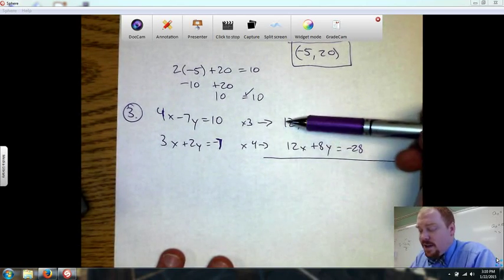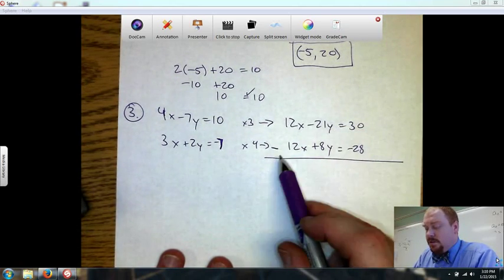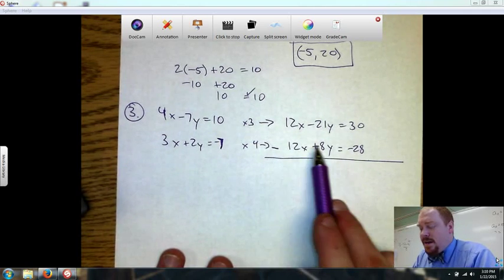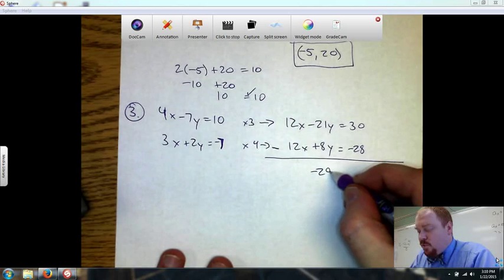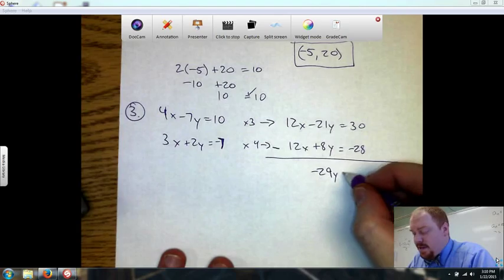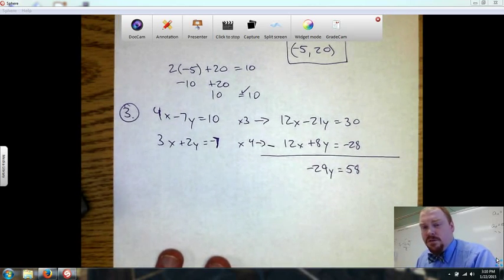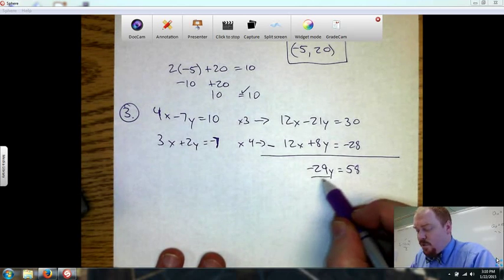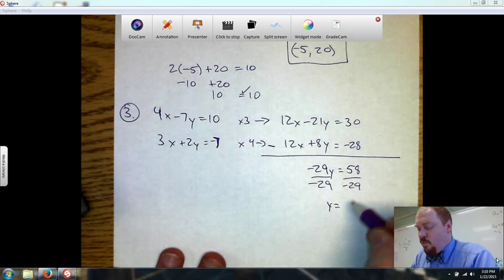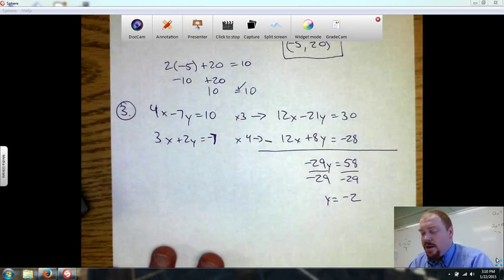However, since they have the same sign, I'm going to subtract straight down. So 12 minus 12 cancels. Negative 21 minus 8 is negative 29. 30 minus negative 28 is positive 58. So if I divide by negative 29, I find out that y is negative 2. So I know what y is.